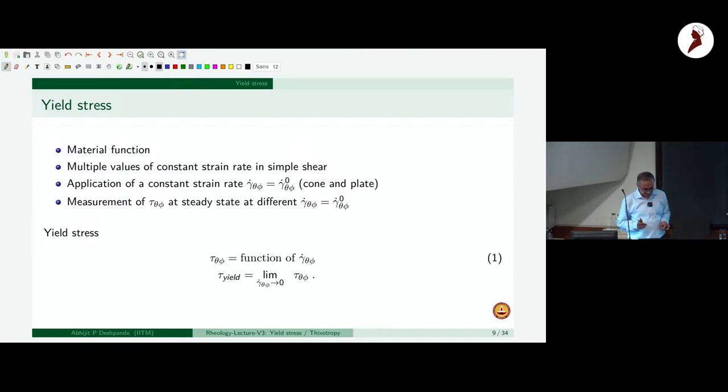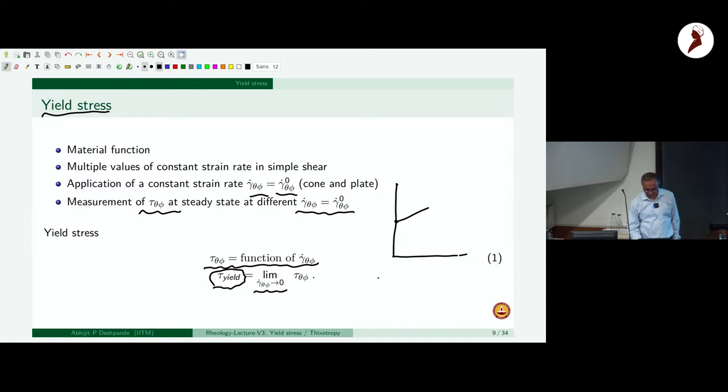One way of doing the yield stress measurement is to apply a constant strain rate on the material and measure the stress at different strain rates. Again, it's a steady viscosity measurement. Then you look at the variation of stress as a function of gamma dot, and there is a finite stress as the strain rate tends to zero. In textbooks, this is what we would learn for a Bingham plastic kind of material, where as gamma dot tends to zero, you have a finite stress, which we call the yield stress.